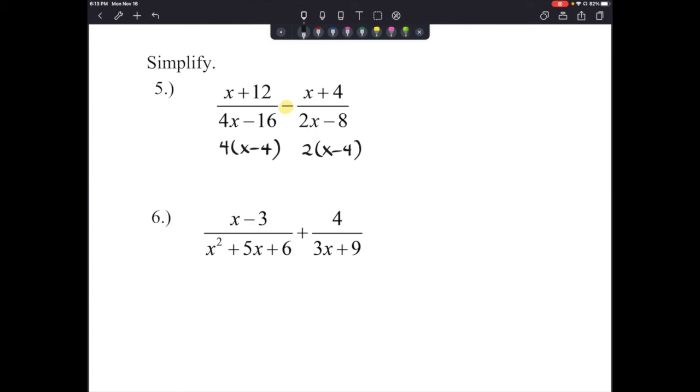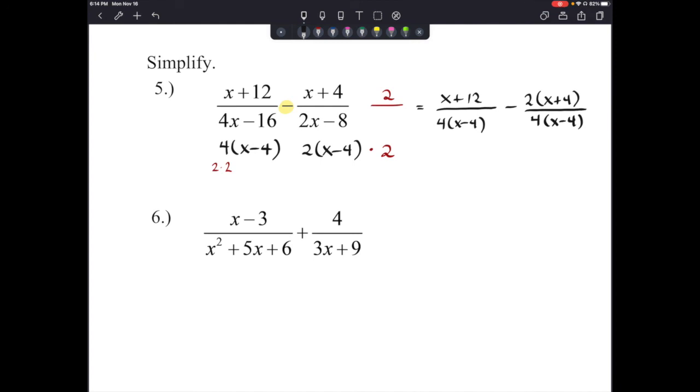So for this one, again, remember 4 contains the factors 2 and 2. So all we need is a second 2 on our denominator on the right. So if I multiply the bottom times 2, I'm going to multiply the top times 2. And here's what we've got. x plus 12 over our 4 times the quantity of x minus 4 minus 2 times the quantity of x plus 4 over our 4 times the quantity of x minus 4.